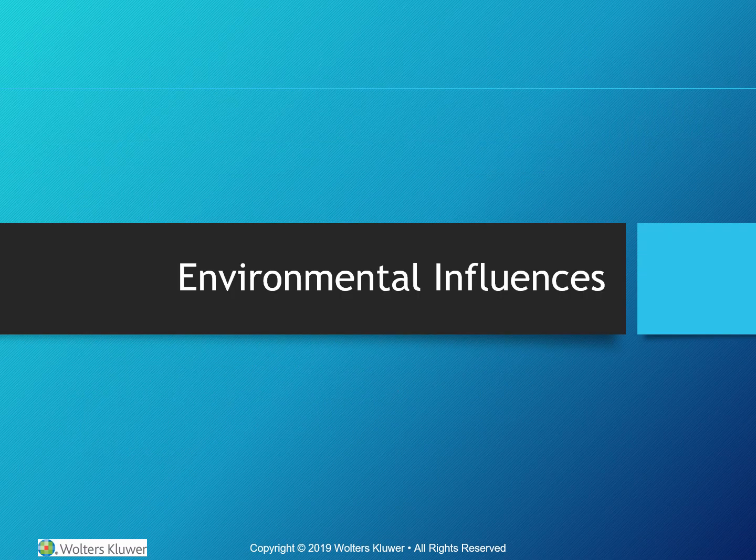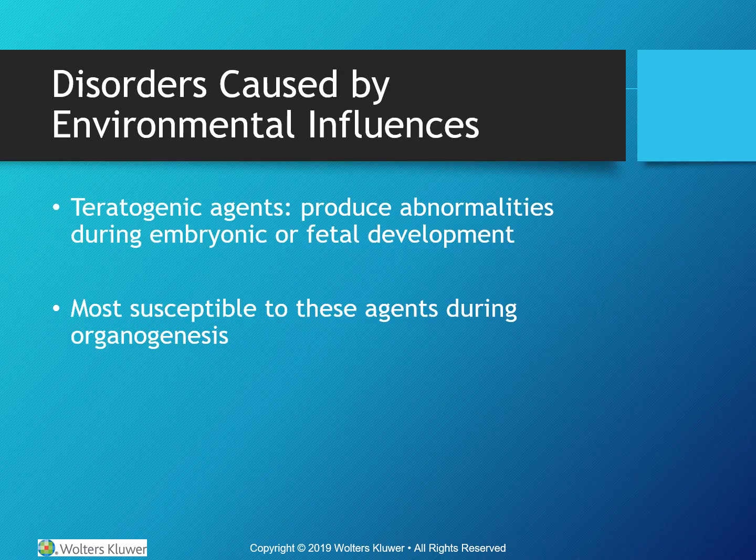We will now move to talk about environmental influences. Let's now talk about disorders caused by environmental influences. Environmental influences include things like teratogenic agents, radiation, chemicals and drugs, and infectious agents. So when we're talking about teratogenic agents, we're talking about chemicals, physical or biological agents that produce abnormalities during embryonic or fetal development.